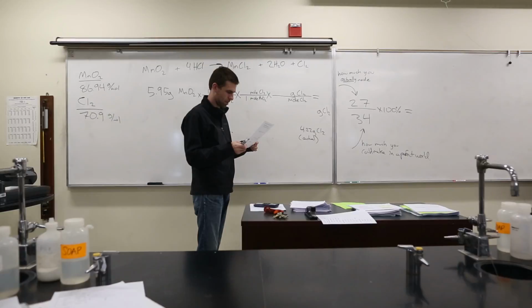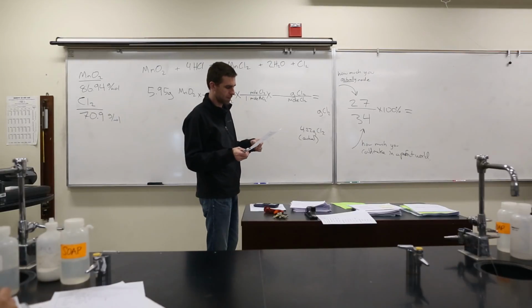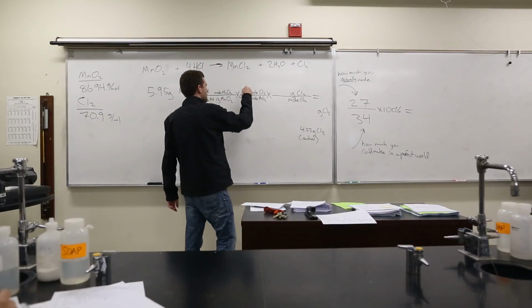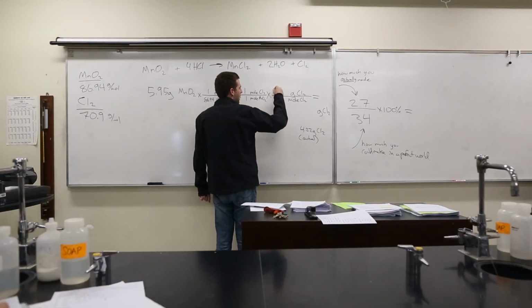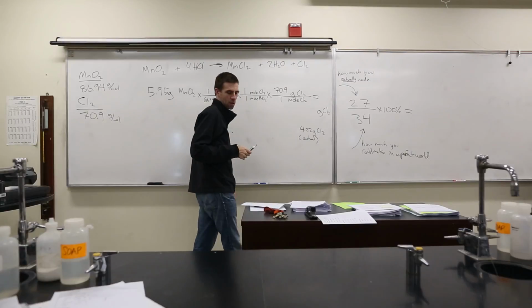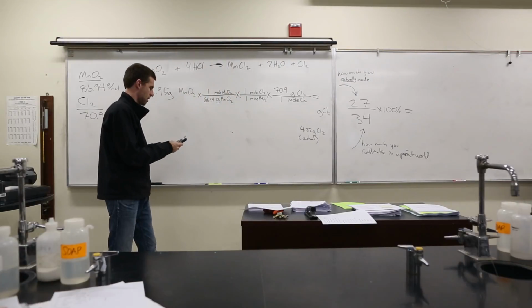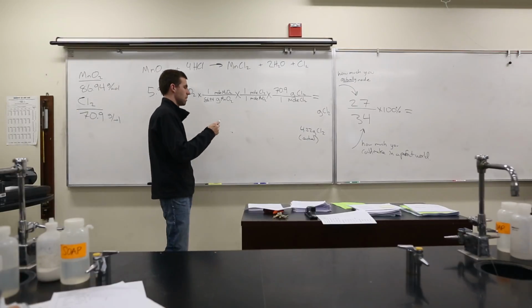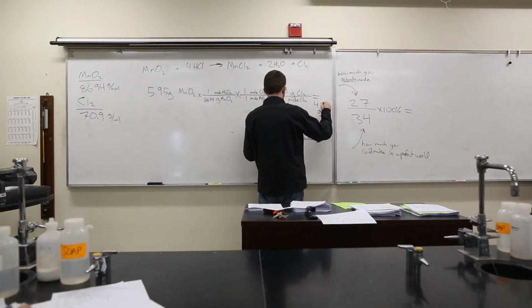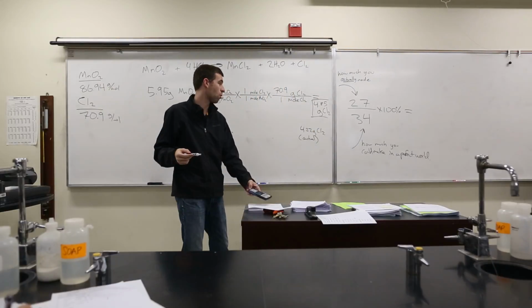It should be 1. It's correct. And then, what do we put here? 1 and 70.9. So, how many grams would this make? This should make 4.85 grams of chlorine, but it made 4.22 grams of chlorine.